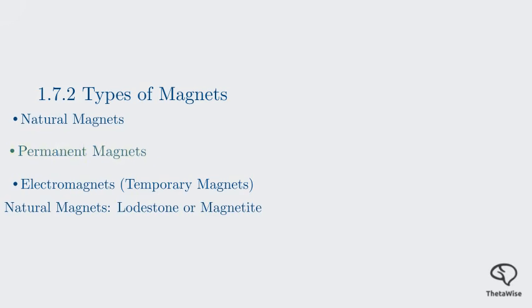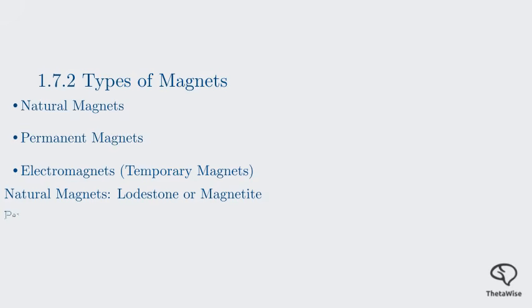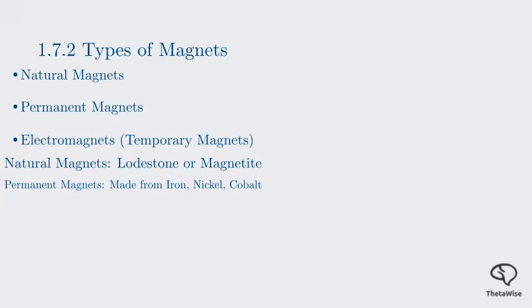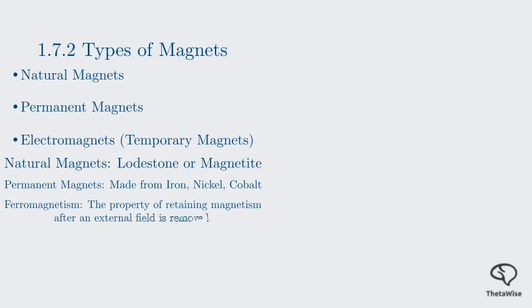Next, we have permanent magnets. Unlike natural magnets, permanent magnets are man-made. They are created by taking certain metals like iron, nickel, or cobalt and exposing them to a strong external magnetic field. The process is called ferromagnetism. Ferromagnetism is the property of these metals that allows them to be magnetized. After the external field is removed, the metal retains its magnetism, becoming a permanent magnet. A typical horseshoe magnet, like the one you see here, is a classic example of a permanent magnet.